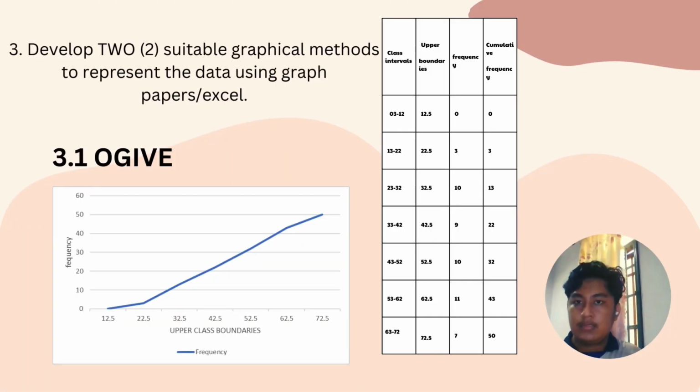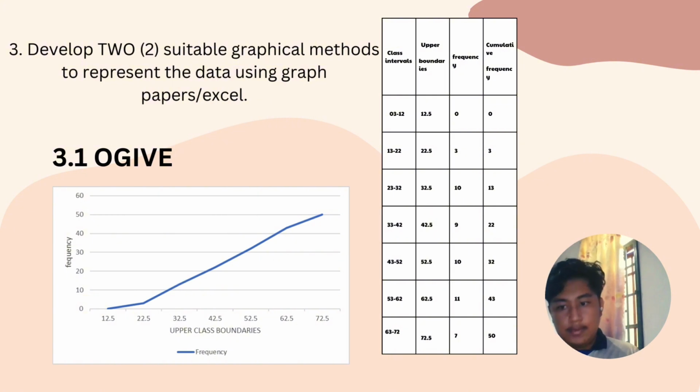Today I'm going to talk about question number 3, which is to develop two suitable graphical methods to represent the data using graph paper or Excel. 3.1, I use the ogive, whose horizontal axis is the upper class boundary and vertical axis is the cumulative frequency. Plot the points that represent the upper class boundaries and their corresponding cumulative frequencies, and connect the points in order.